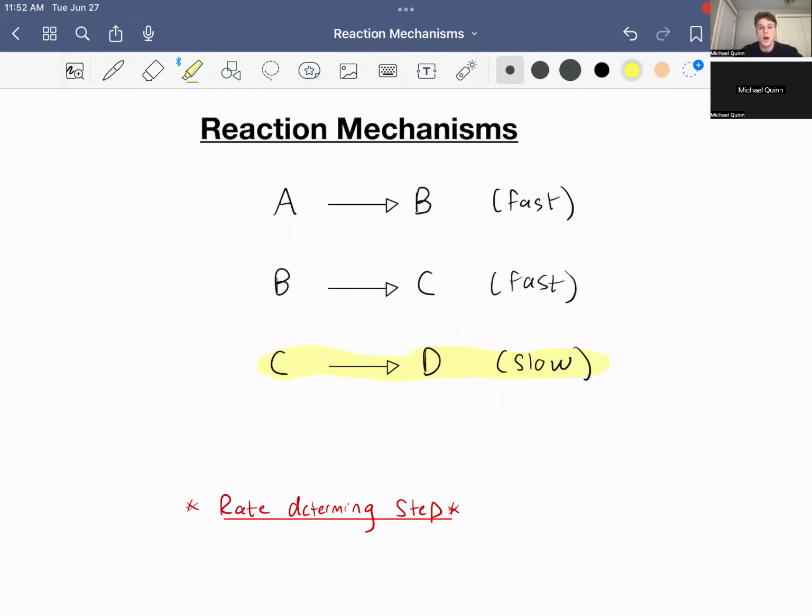So this reaction cannot be complete until C is fully converted to D in the slow step, or rate determining step, of a reaction. So just as an overall summary, you cannot determine the rate of a reaction based on a fast step. You can only determine it based on its slowest step.